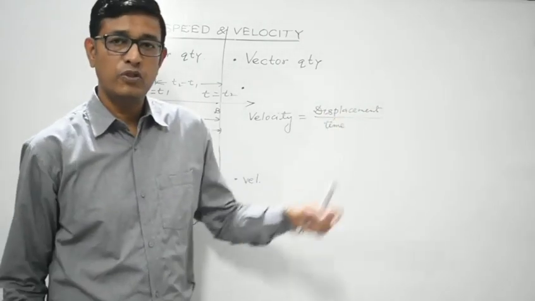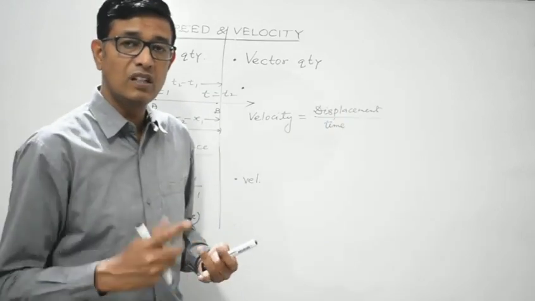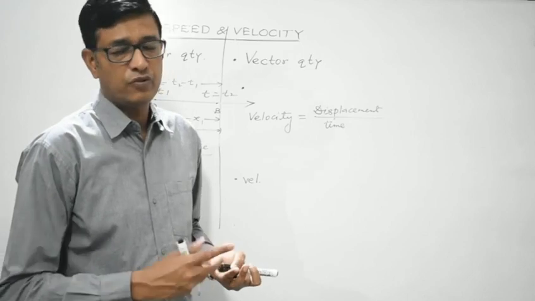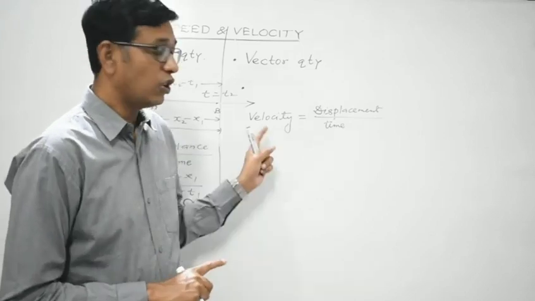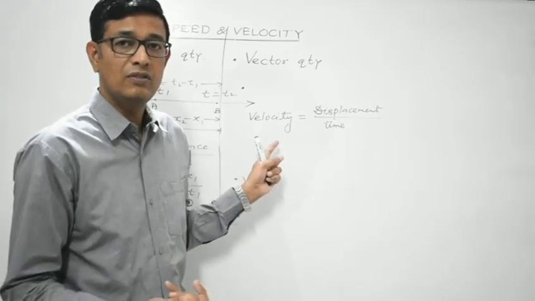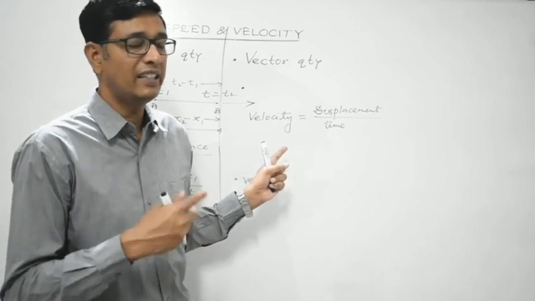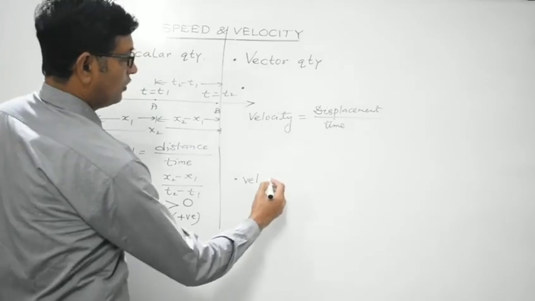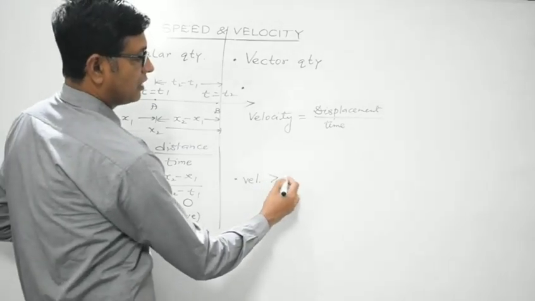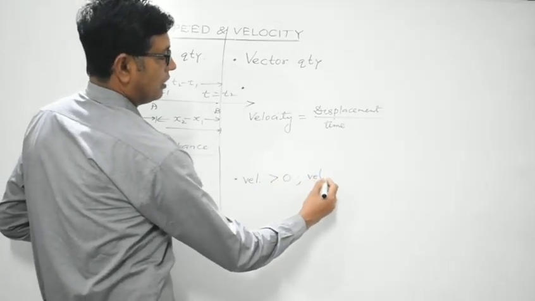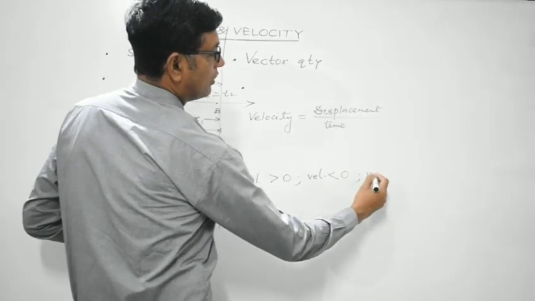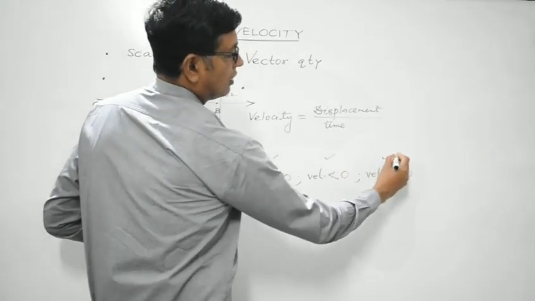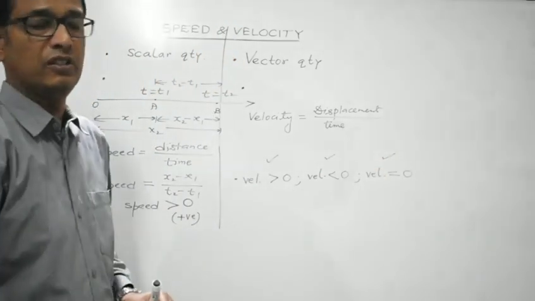Now displacement we are aware. We have discussed some numericals as well. Displacement can be zero. It can be negative, and obviously it can be positive. So velocity of a body can also have all the three values. It can be either negative, positive, or it can even be zero. So velocity of a body can be greater than zero, it can be less than zero, or even velocity of a body can be zero. So all the three cases are possible out here, right?